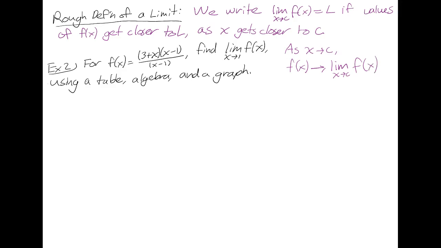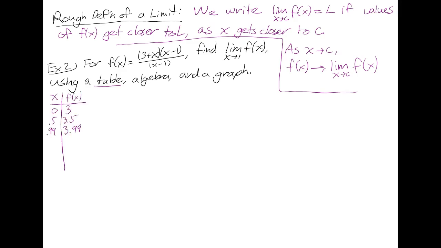All right, so let's do an example of this. We have this function here. It's a rational function, so it might have some asymptotes, maybe not. Let's find the limit of this function as x approaches 1 using a few different methods. So first of all, using a table. So here's a table with some values of x plugged in.